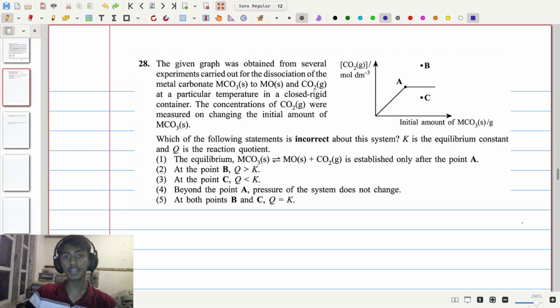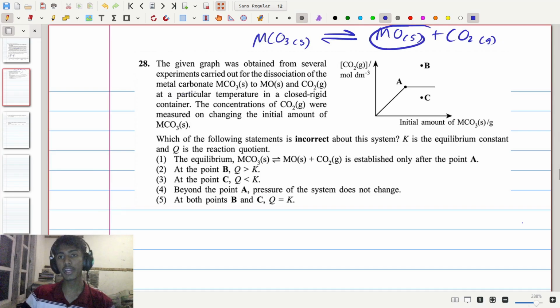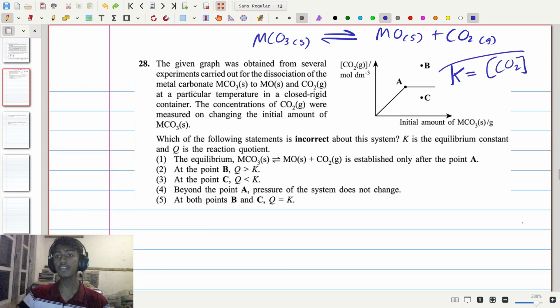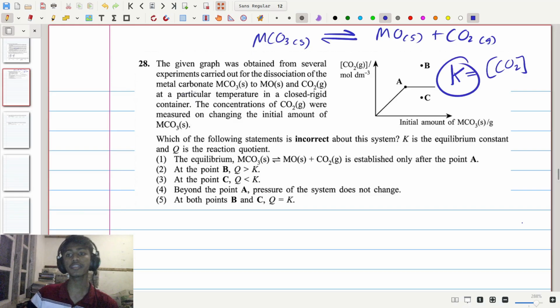Now if we look at the reaction that's happening here, we have MCO3 solid in equilibrium with MO solid and CO2 gas. Here, since both of these reactant and product are solid and only this one is a gas phase, we can say the equilibrium constant K here is going to be equal to the gas phase compound CO2 raised to its power, which is the coefficient of 1. So therefore, K is simply the concentration of CO2. Now according to that, until the CO2 concentration gets to K, we will not have an equilibrium, and after that, the CO2 concentration cannot be higher or lower than K.